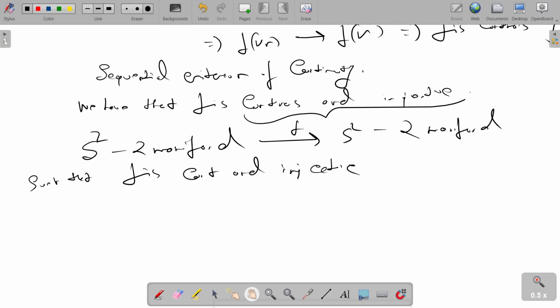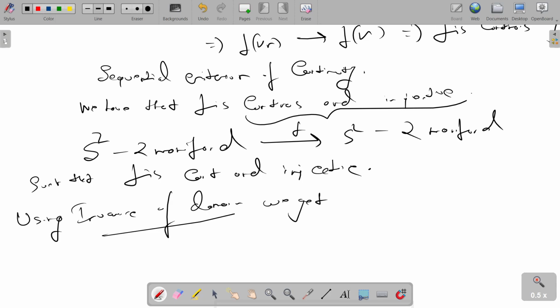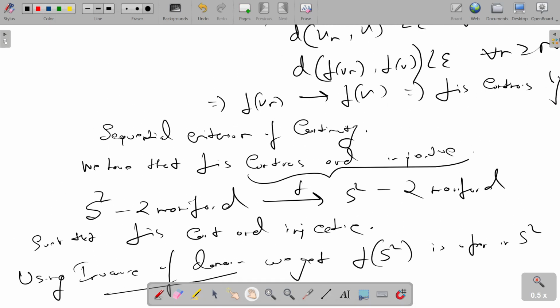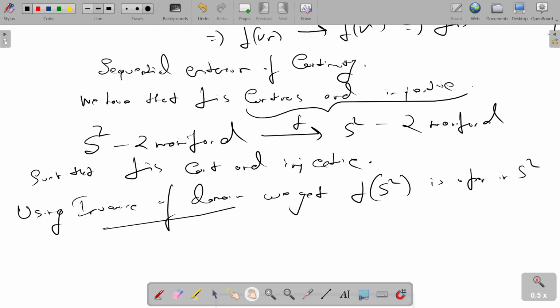So we can apply Brouwer's invariance of domain. Using invariance of domain, we get that f(S square) is open in S square. So f(S square) is open by Brouwer's invariance of domain.